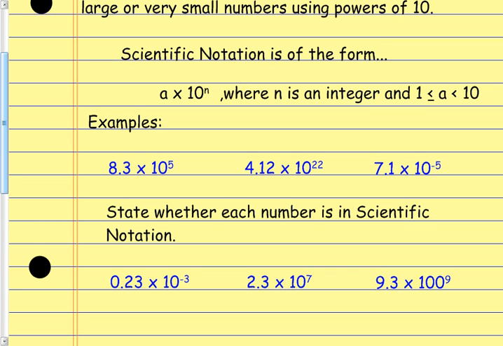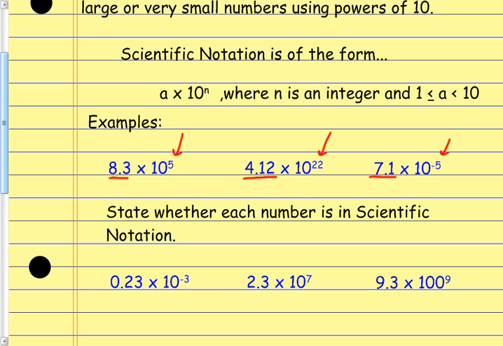Here are some examples of scientific notation. Notice this first one. We've got an 8.3. Again, it's in that acceptable range between 1 and 10. And now I have 10 to the 5th power. And 5 is an integer, so that works. We can't have fractions or decimals up there. If we look at the next one, again, it's between 1 and 10, and we have an n value that's an integer. The last one, 7.1, is in that acceptable range, and the n value is still an integer, because remember, the integers include negative numbers as well.